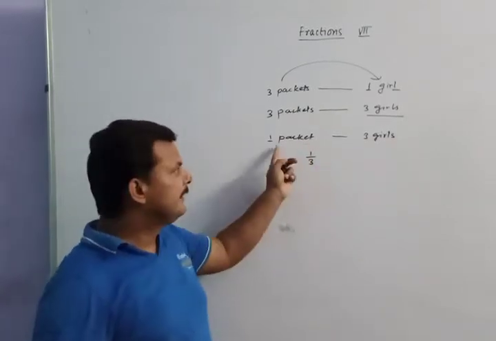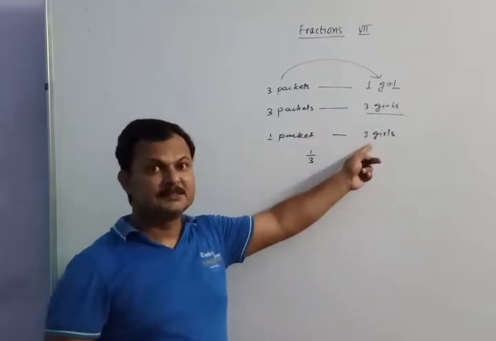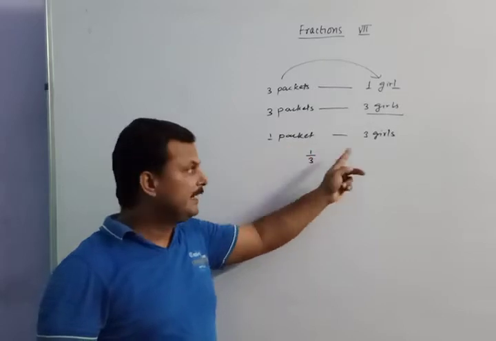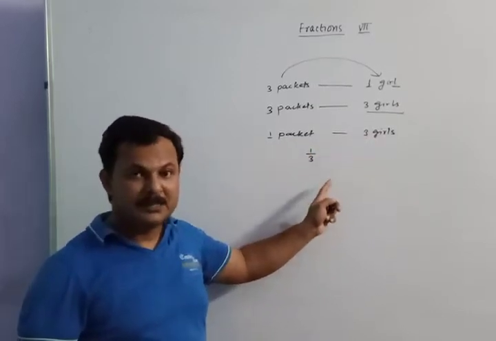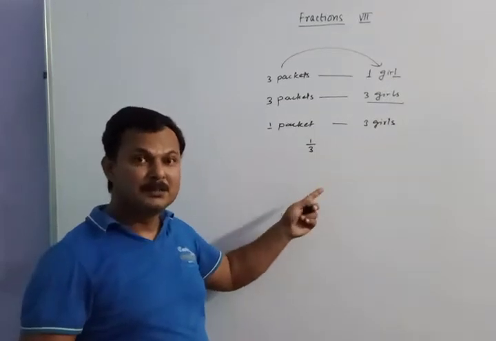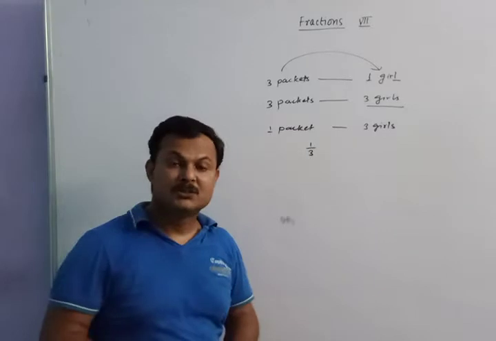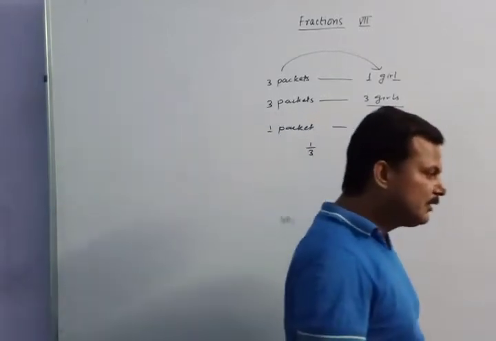So when the dividend was smaller and the divisor was larger, division was not possible and a new number that is known as fraction came into existence. So today our topic is fraction. Clear? So now come to the fraction.